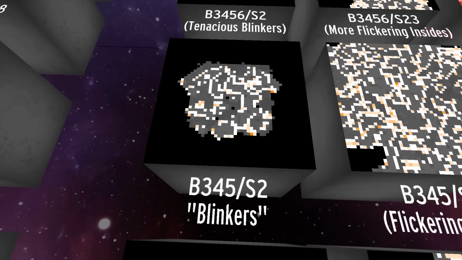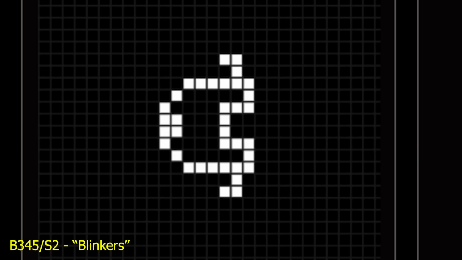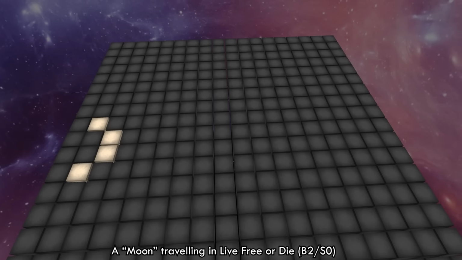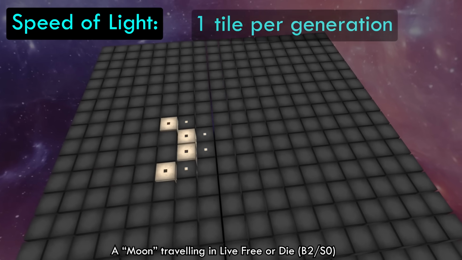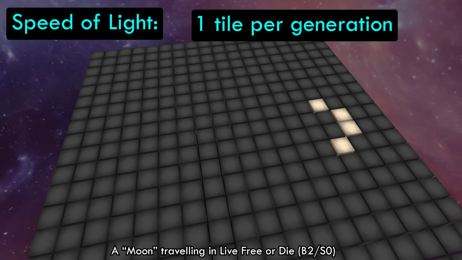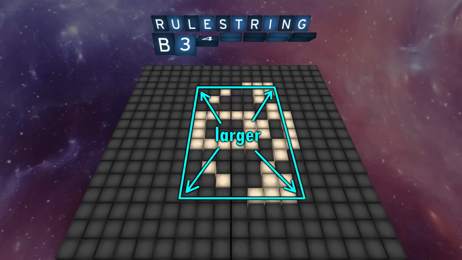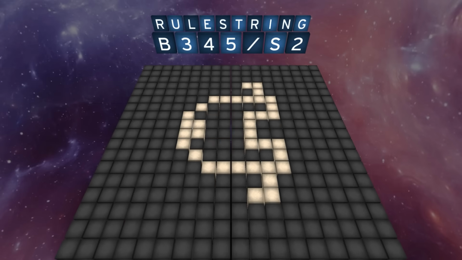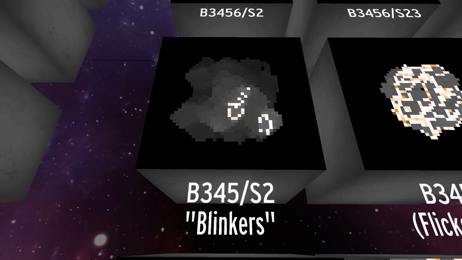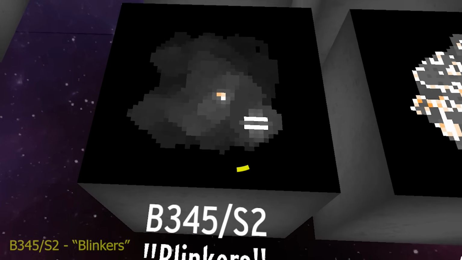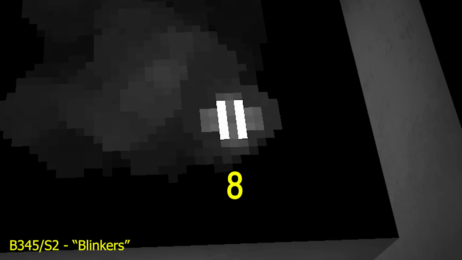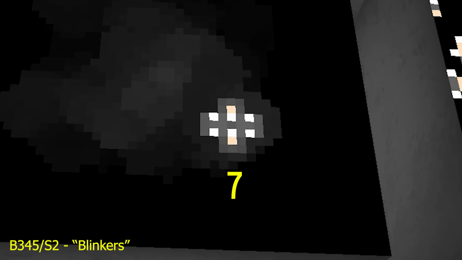Back in the Blinkerverse, people have discovered surprisingly large spaceships that move 1/4 and 1/5 the speed of light, respectively. By the way, the speed of light is a term used to describe the speed of 1 tile per generation, which is the fastest any information can travel in a lifelike universe. When you're trying to build things, the larger the structure, the less likely it is to produce an exact translated copy of itself multiple generations later. Also, while editing this video, I discovered that this equal symbol becomes a whopping period 16 oscillator, which is shockingly high for such a desolate universe.